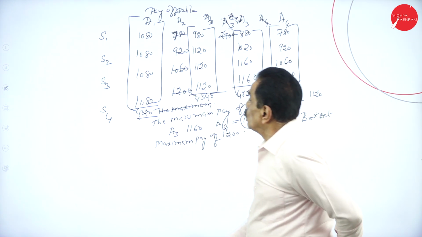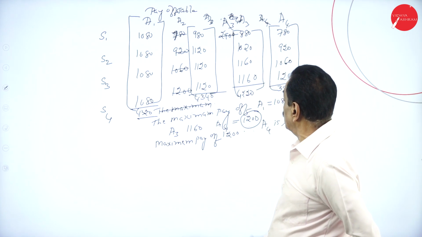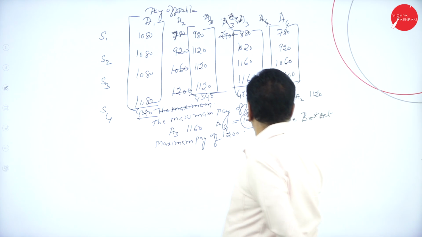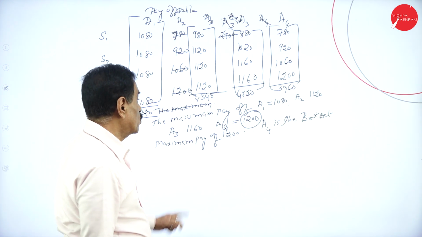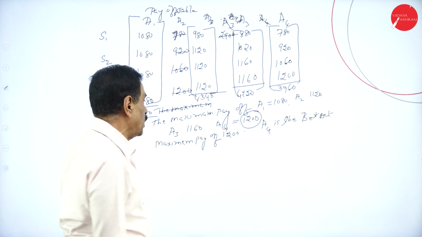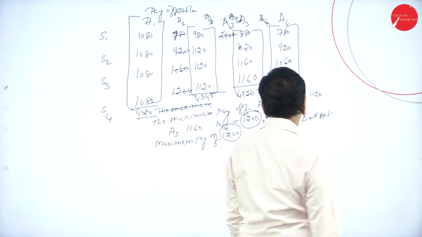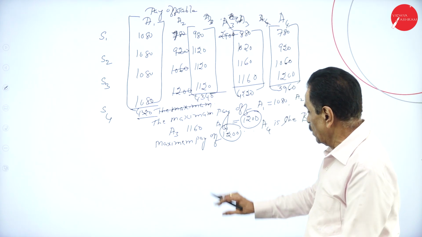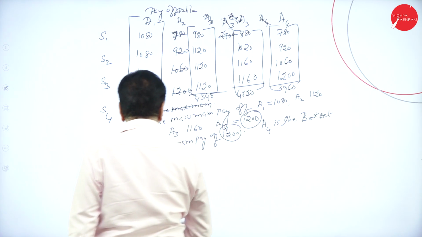See that? You have to make this know. Which is the highest one? 1080 highest one, 1120 highest one, 1160 highest one, 1200 highest one. Among them, whichever the highest, 1200 belongs to A4. Maximum payoff is 1200. Therefore, A4 is the best act. Now, a loss table has to be arranged. Now, this is one method.